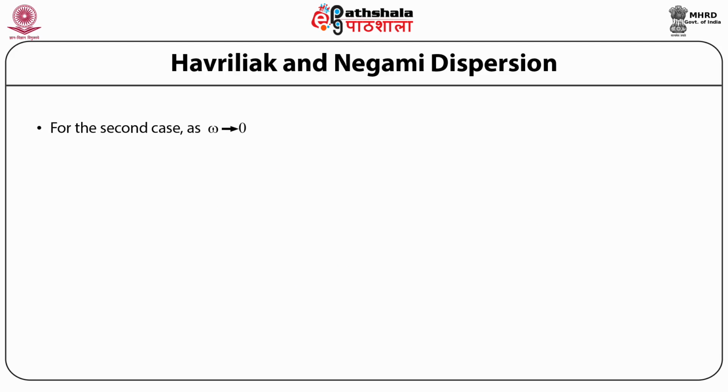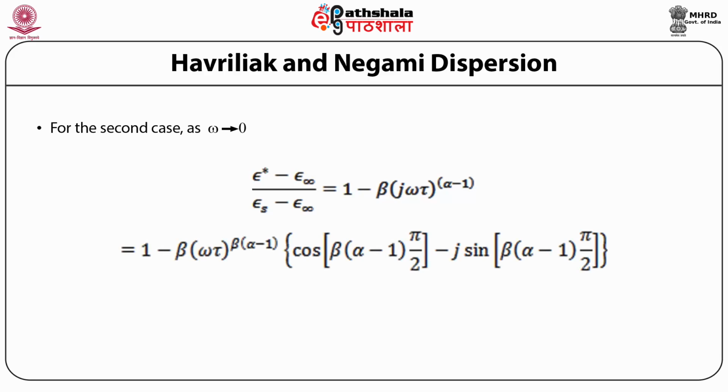For the second case, as omega tends to 0, (epsilon star minus epsilon infinity) divided by (epsilon s minus epsilon infinity) is equal to 1 minus beta into (j omega tau) to the power alpha minus 1, which is equal to 1 minus beta into (omega tau) to the power beta into (alpha minus 1) [cos of beta (alpha minus 1) pi by 2 minus j sin beta (alpha minus 1) pi by 2], and tan alpha pi by 2 is equal to epsilon double prime as omega tends to 0 and epsilon s minus epsilon prime as omega tends to 0.